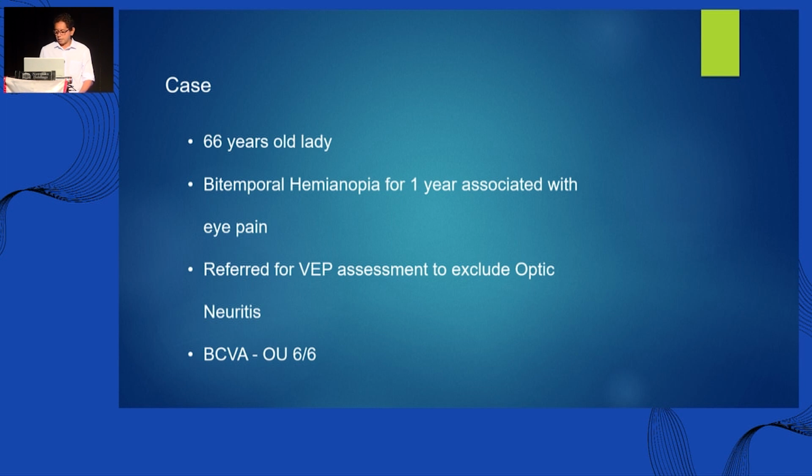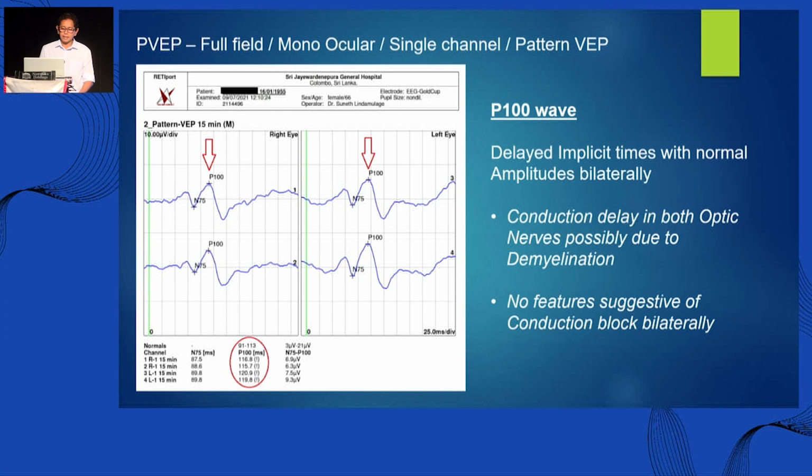There is another 66-year-old patient with bitemporal hemianopia, and here we did the pattern VEP, and this shows conduction delay in both optic nerves. When there is a conduction delay, the possibility is demyelination. If the amplitudes are reduced with normal implicit times, the chances are that it's a conduction block. So in this patient, there's a conduction delay, which means that the possibility is demyelination rather than compression. This is useful to distinguish between demyelination and a compressive optic nerve lesion.